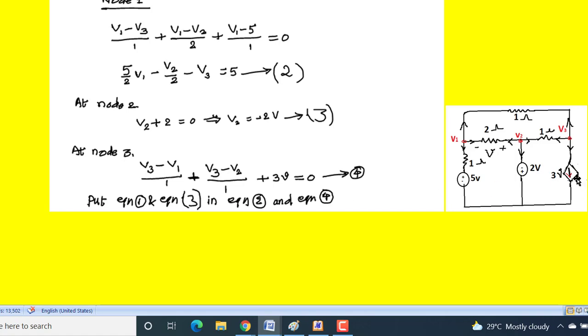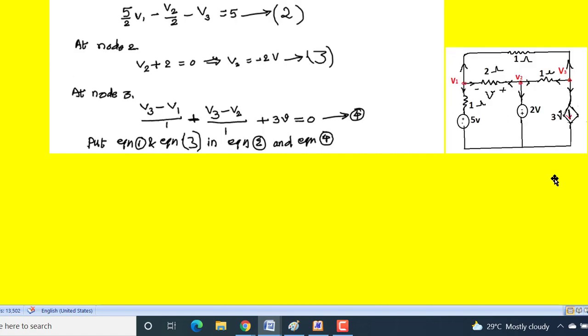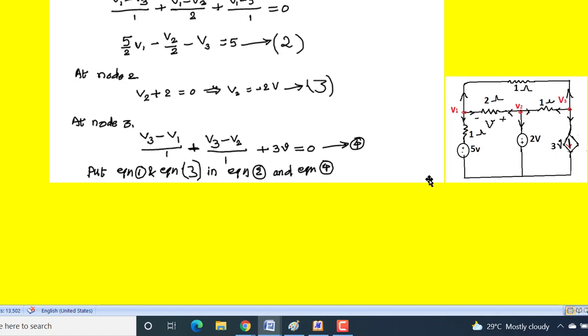If you look at this, this current source, that is the dependent current source, its value depends upon the voltage drop across this 2 ohm resistor. And we say this equation is equation 4. And now put equation 1 and 3 in equation 2 and 4. Equation 2 is this and equation 4 is this.